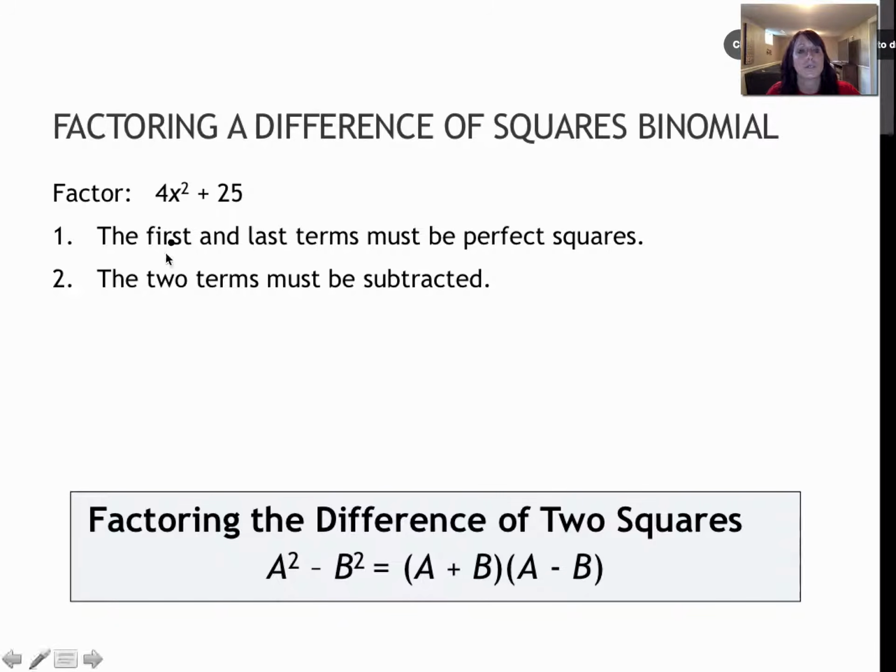On my next one, I can take the square root of 4x squared. I get 2x. The square root of 25 is 5. However, if you'll notice, they are being added instead of subtracted. So this is prime. It's not factorable, however you want to say it.